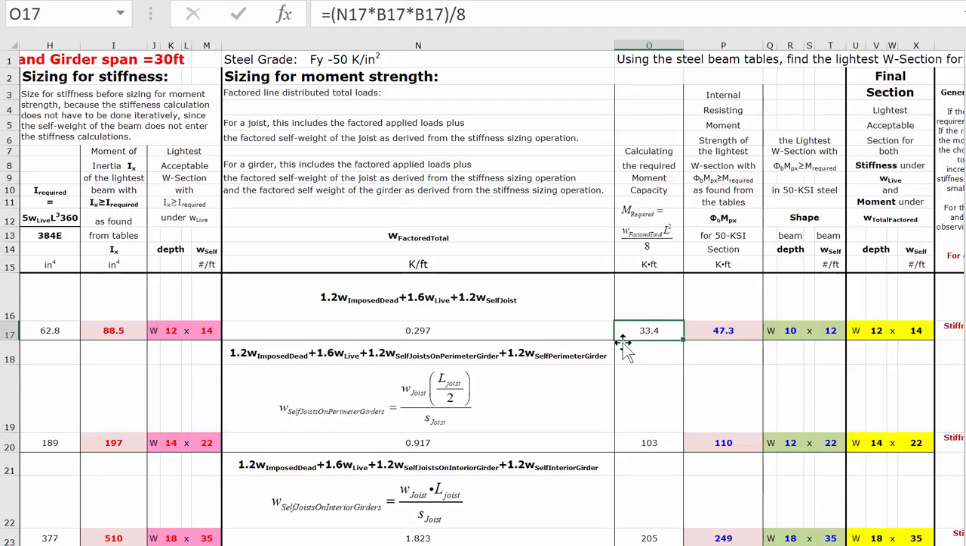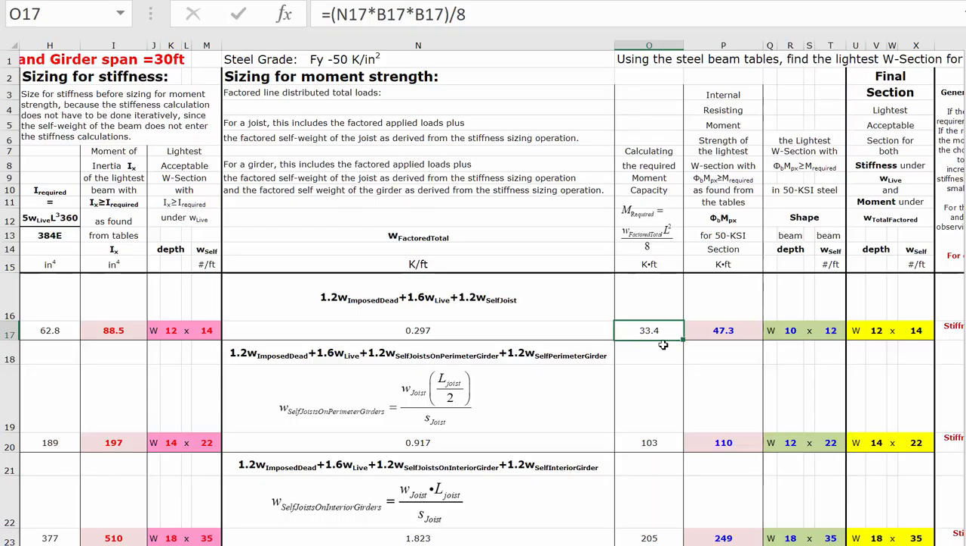So let's look at our formula. It's W, which is this number right here, by the way, N17. So that's the line distributed factored load along the joist times the length of the joist squared, which is B17 times B17, all divided by 8. So this formula is Excel speak for this formula right here. And we came out with 33.4 kip feet.